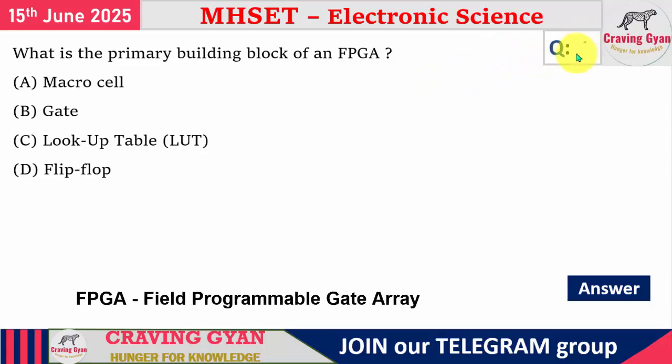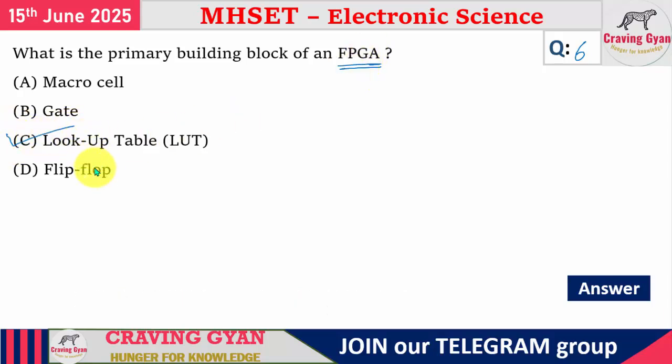What is the primary block in the case of FPGA? In the case of FPGA, the primary block will be the lookup table. So the primary block will be lookup table. So for this, the corresponding option is option C.